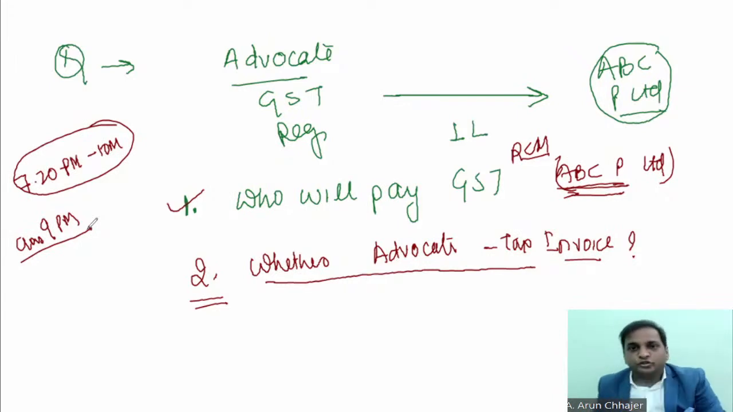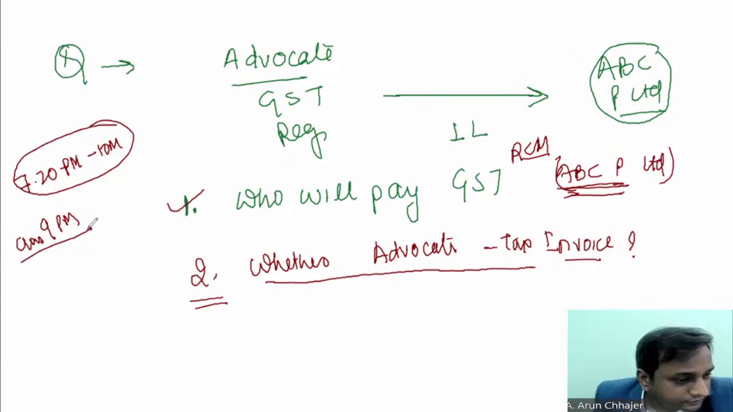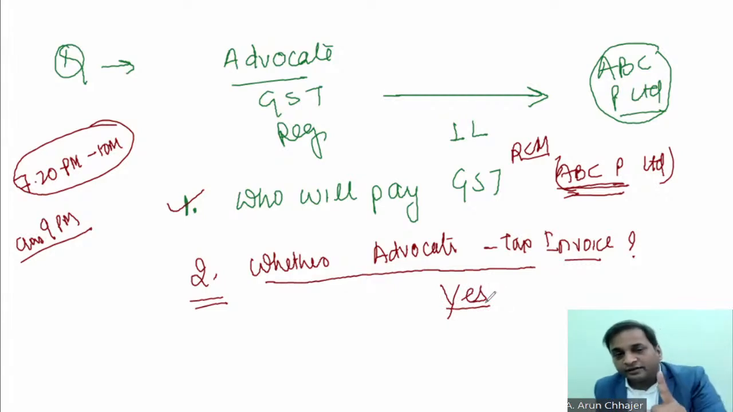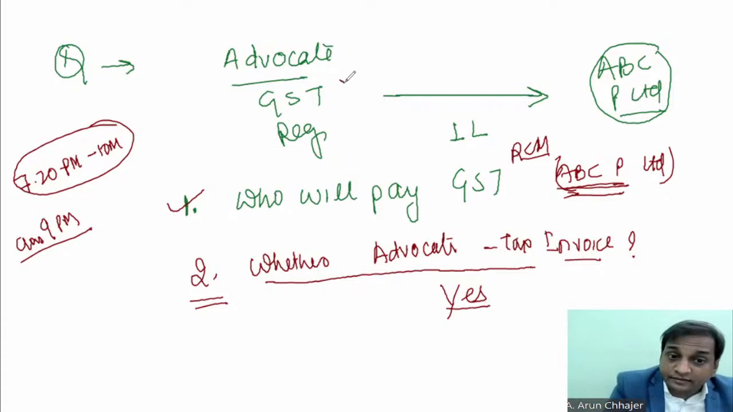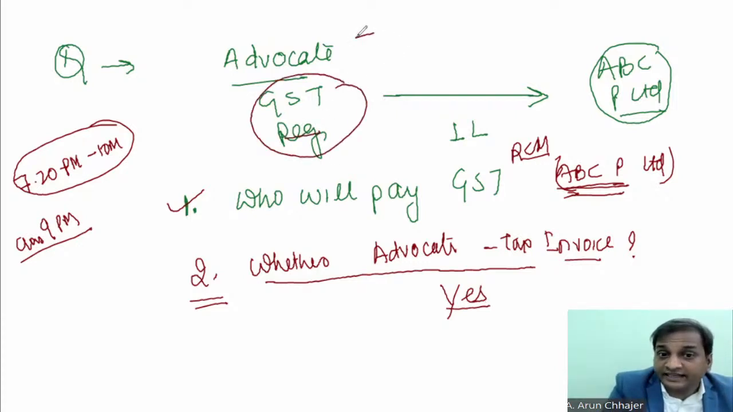Whether the advocate is required to issue the tax invoice. Answer would be yes. If the advocate is registered in GST, irrespective of whether he is paying the tax or not, whether the customer is paying the tax under reverse charge or not, if the supplier is registered, he has to issue the tax invoice. Make it clear.